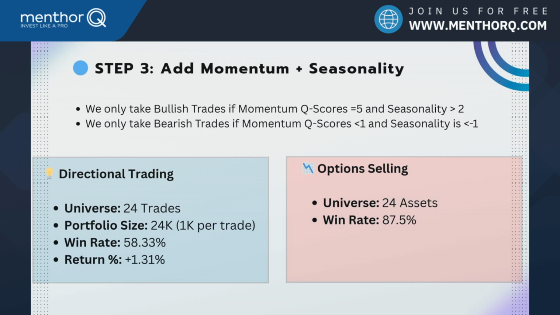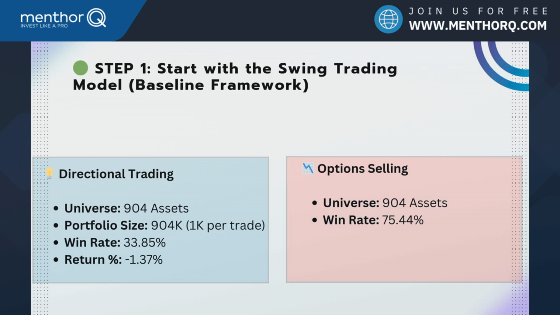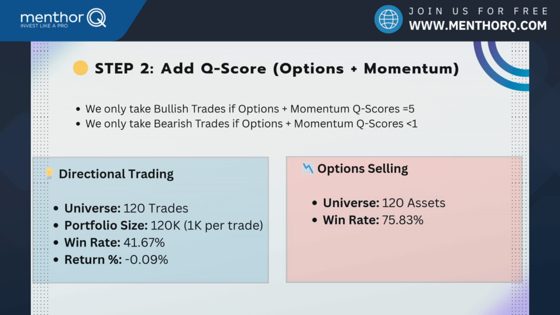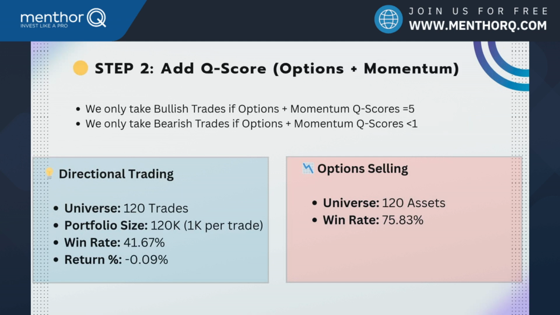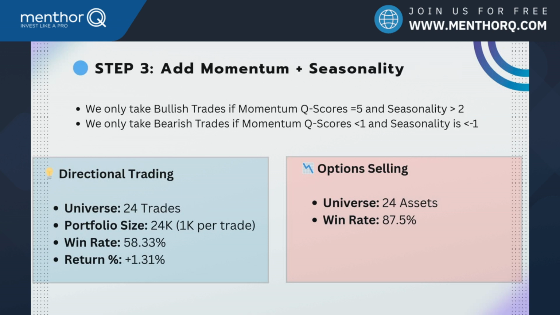So what happens here is that now we have only 24 trades, the portfolio size stays the same, and our win rate went, again, from 33.85% to 41, and now we are at 58.33% with a return of plus 1.31%. If we look at our option credit selling strategy, our win rate also went up from about 75% to about 87.5%. Okay, so very, very important. We see a great improvement by combining momentum and seasonality score.